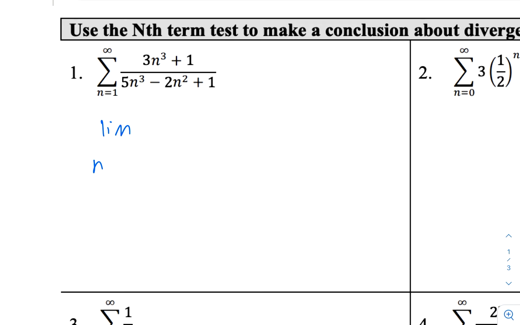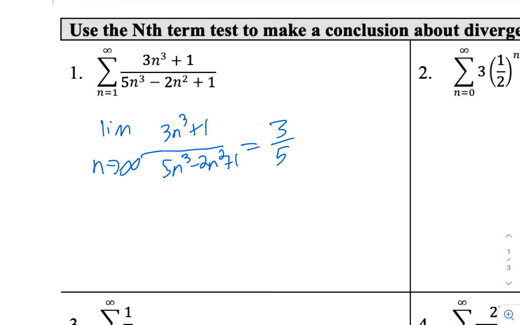So for our first example, we'll find the limit as n approaches infinity of our series here, 3n cubed plus 1 over 5n cubed minus 2n squared plus 1. Now, with this one, we have equal degree terms, so we can find the limit of just those leading coefficients. So we know the limit is equal to 3/5. Since this is not 0, we know that this series diverges, and we know that by the nth term test. And that's as simple as that.